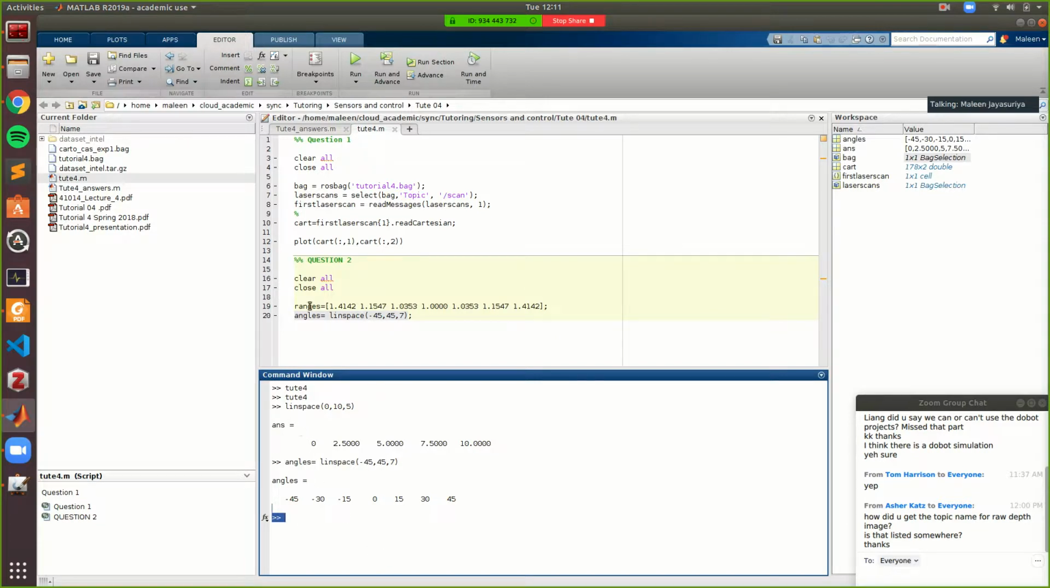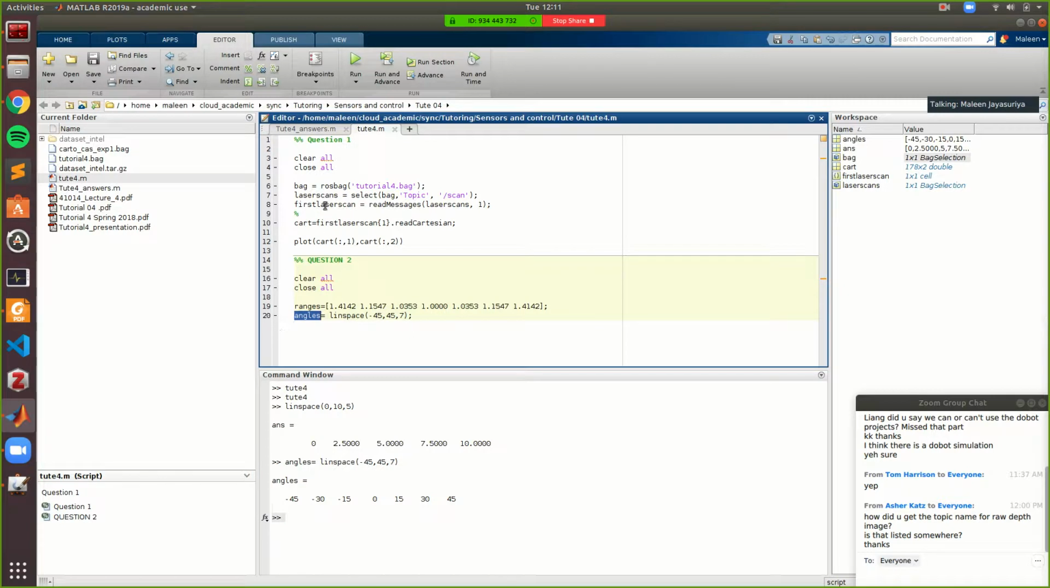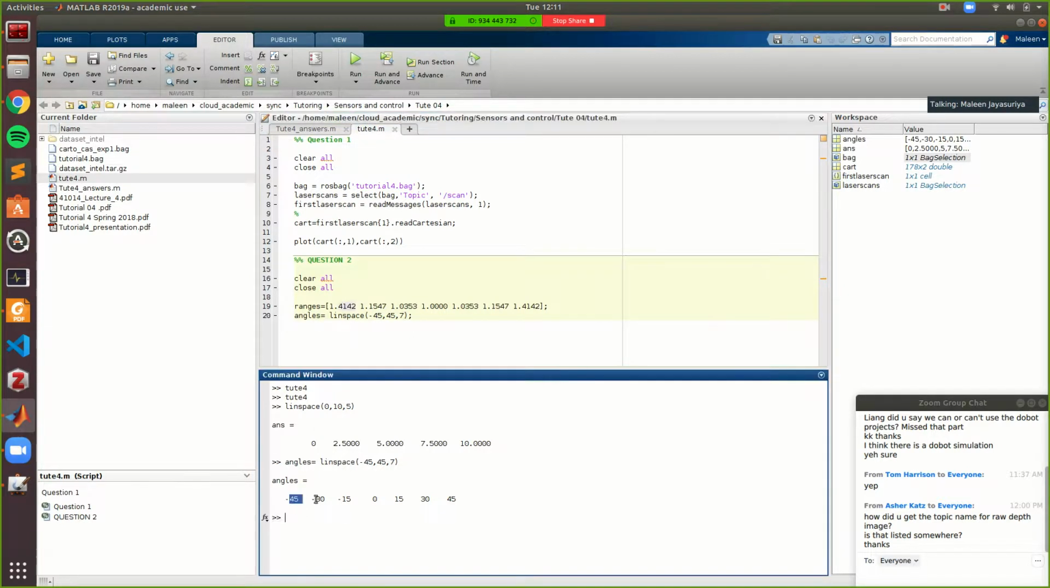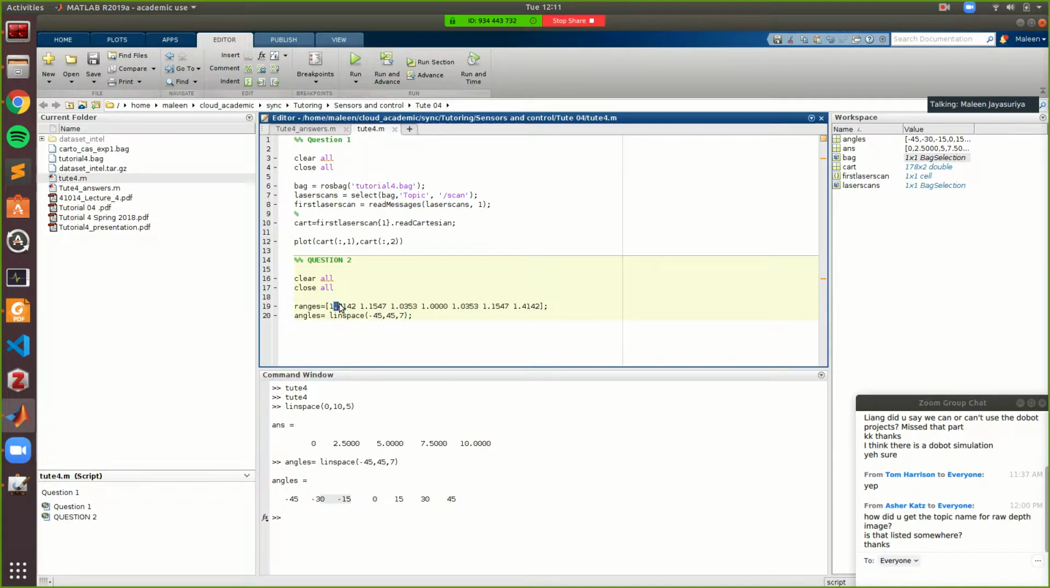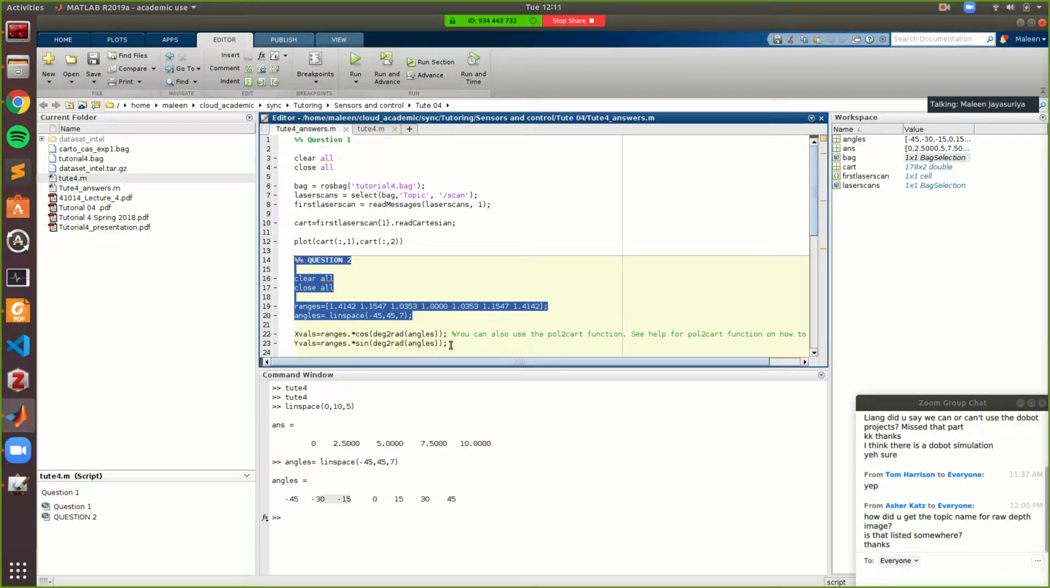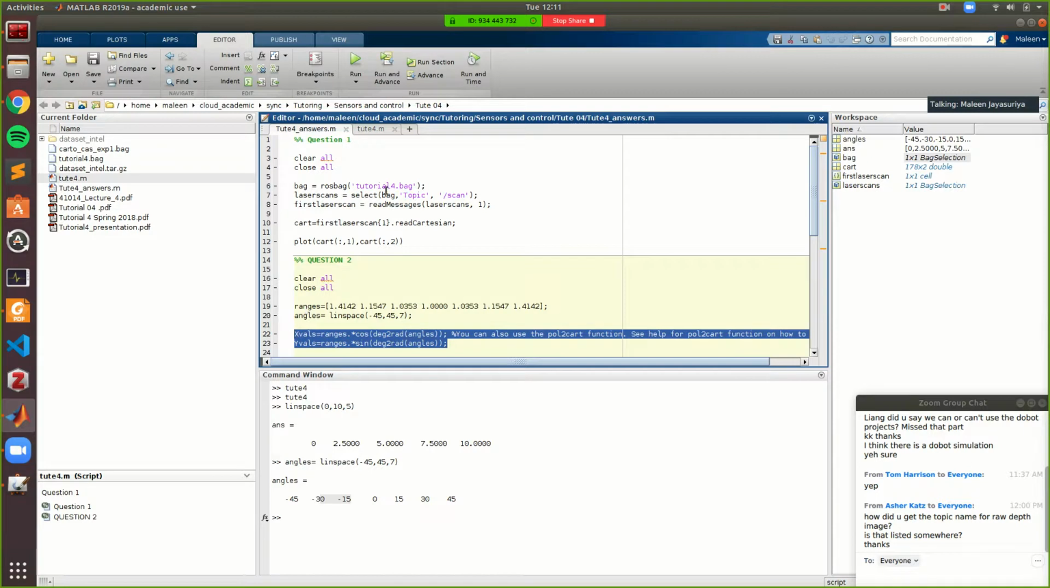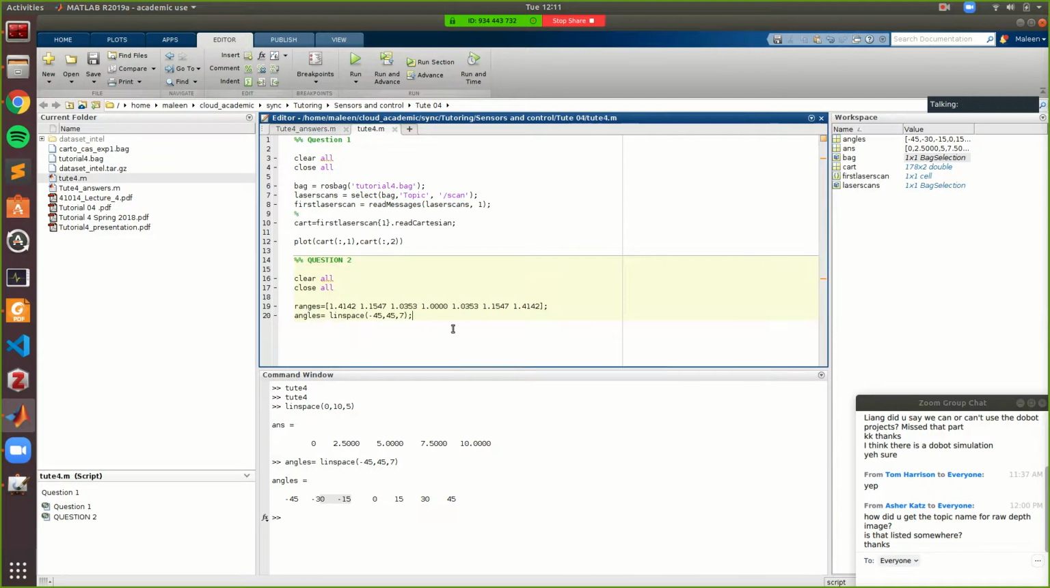Right, so now that I have the ranges and I have the angles, it's just a matter of multiplying each of these ranges by the cosine of these angles to get the x values, and to get the y values, multiplying these ranges by the sine value of these angles, right? So that's what I've done here, right?